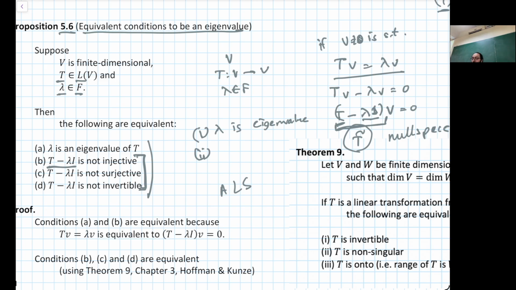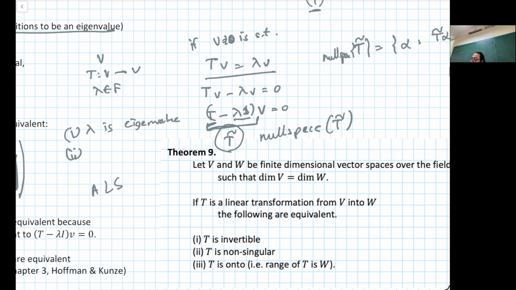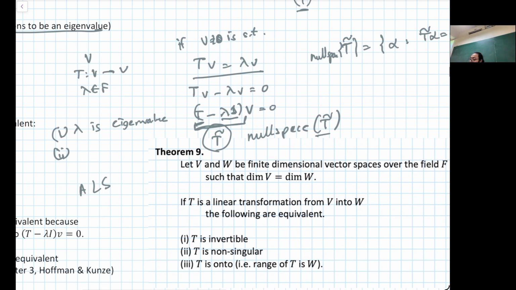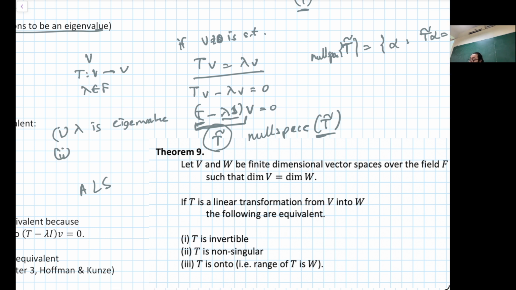Okay, so what am I saying? I'm saying that if there is a vector not 0 such that TV equals lambda V, right? Then one can consider this T tilde operator and note that the null space of T tilde has to be at least, so the size has to be at least 1, right? Size being dimension, right? It has to have at least one element, correct?